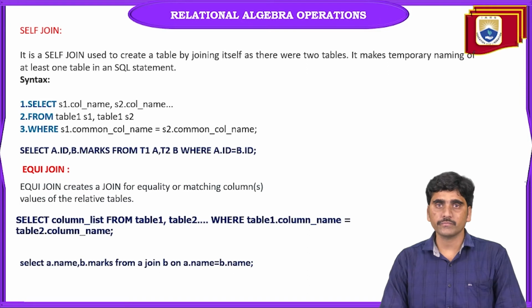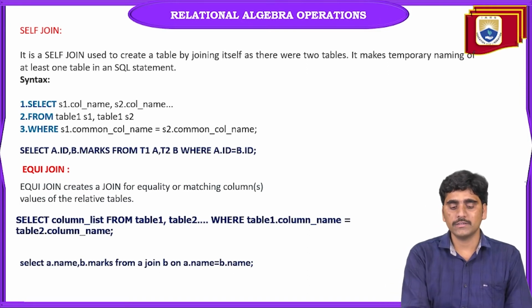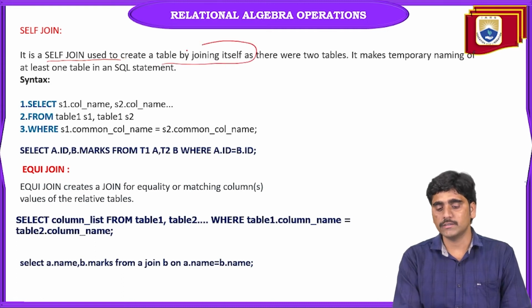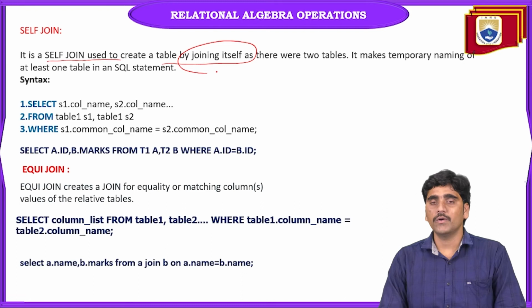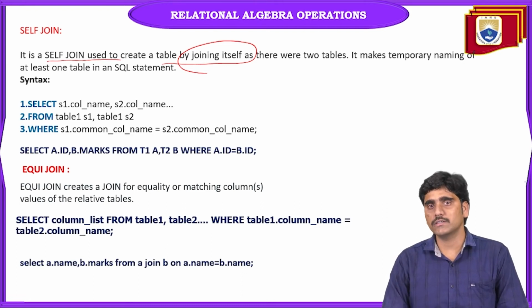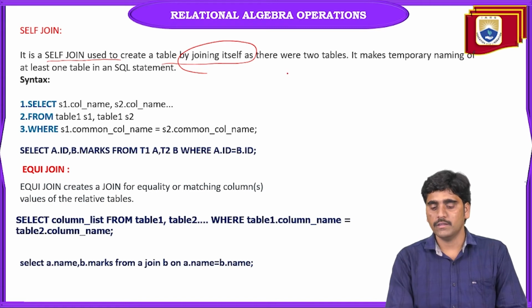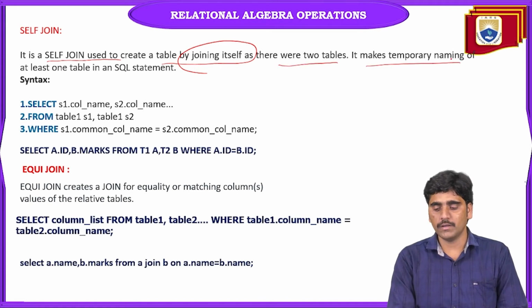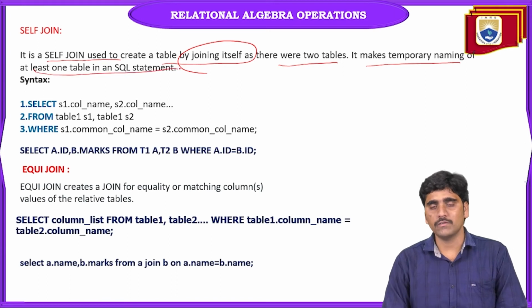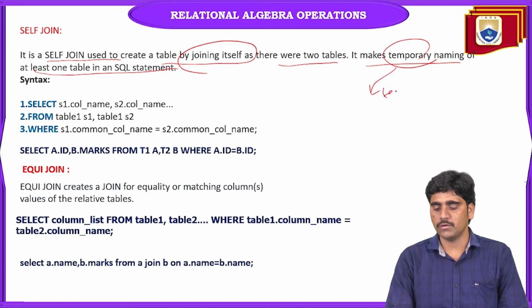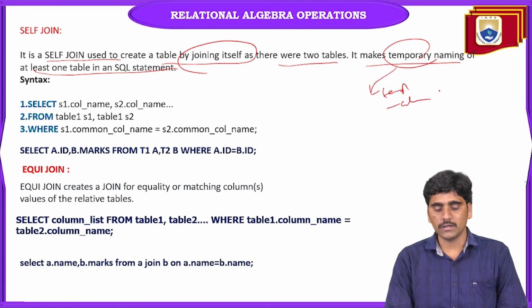Self join. A self join is used to create a table by joining itself. Joining itself is nothing but creating an alias for the table. It is not creating a table for a table, it is creating an alias for the table. There are two tables, and it makes a temporary naming of at least one table in any SQL statement. So that is nothing but an alias name, and the second is the original table.